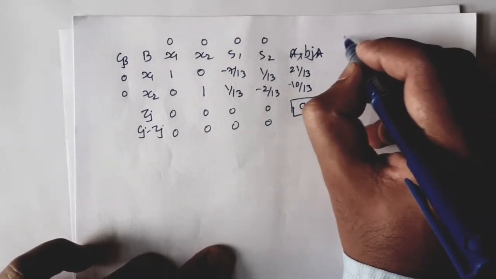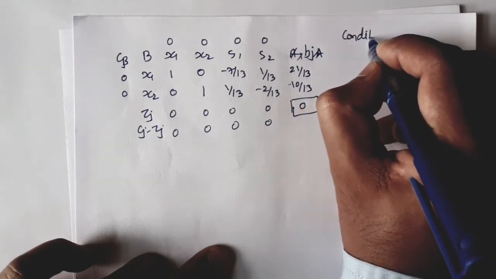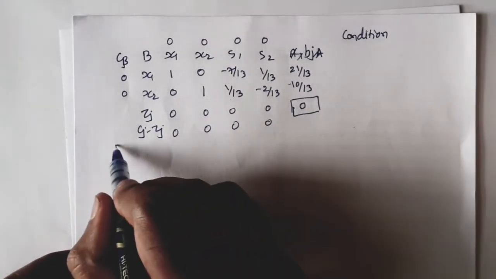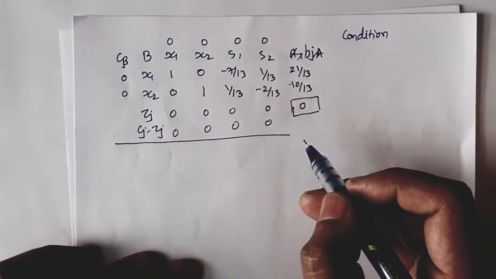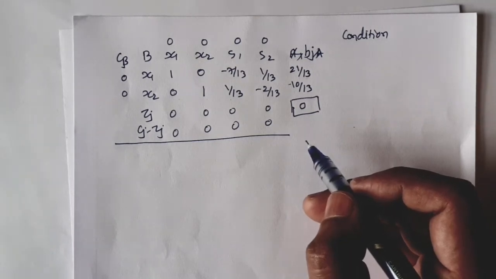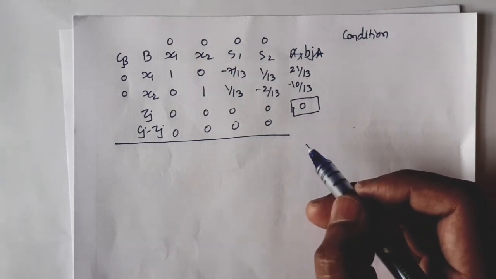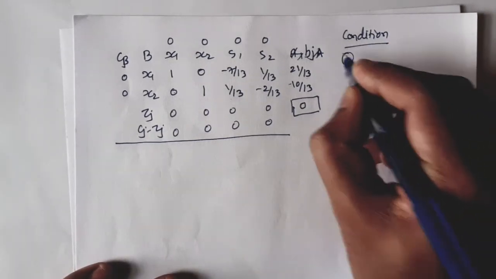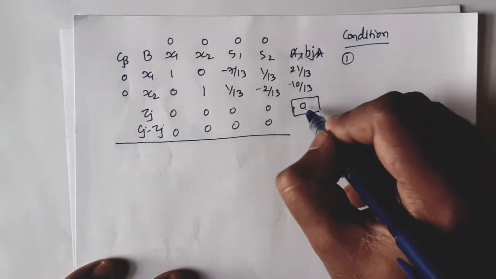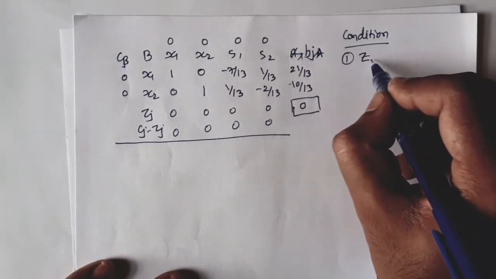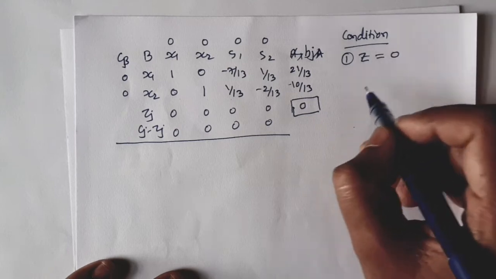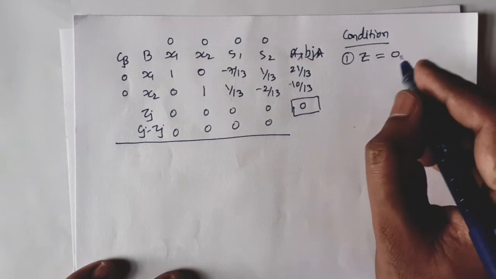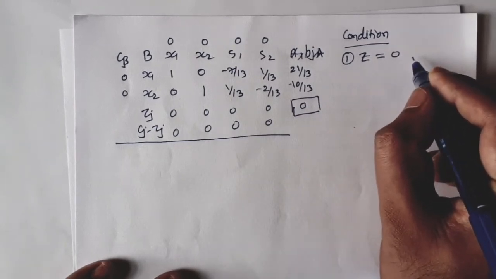Now there are 3 conditions that occur here. After completion of phase 1, when you get all the desired conditions, which is that all Cj minus Zj must be less than or equal to 0, then the important thing is to check the condition. There are 3 cases that may occur. Case number 1, when the value of z is 0, then say the optimality condition is achieved.